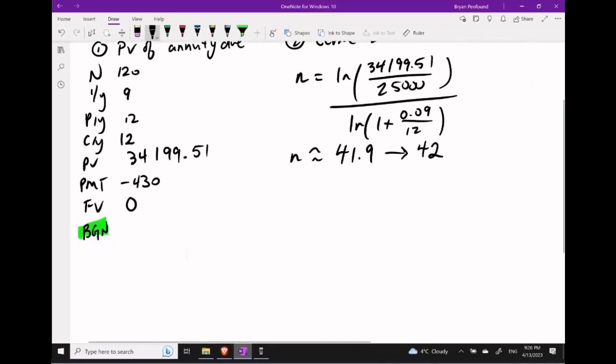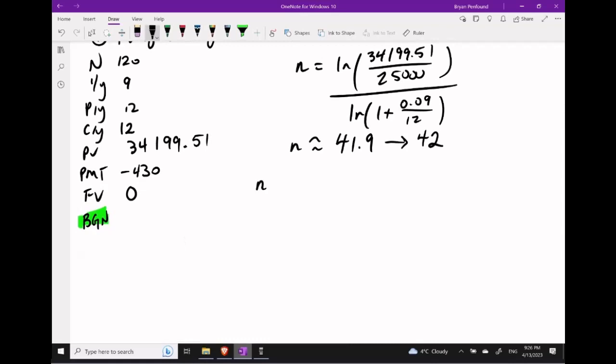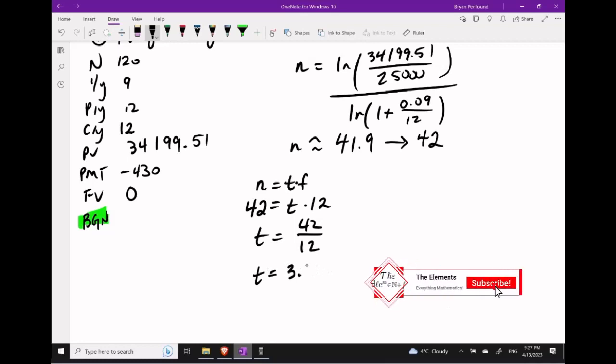And then to finish off this question, we want to apply our n is equal to t times f formula. If n is equal to 42, and we happen to know that the compounding frequency is 12, we should be able to solve for our term in years by taking 42 and dividing by 12. And this gives us that the deferral period must be about 3.5 years.